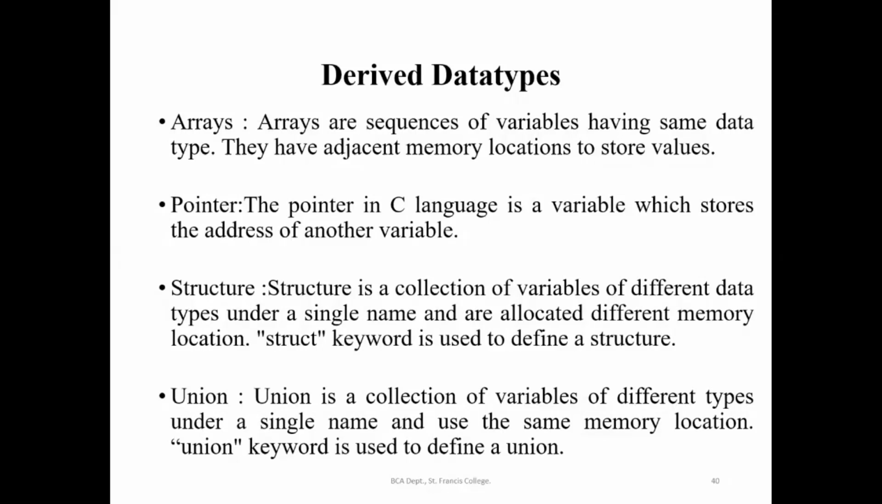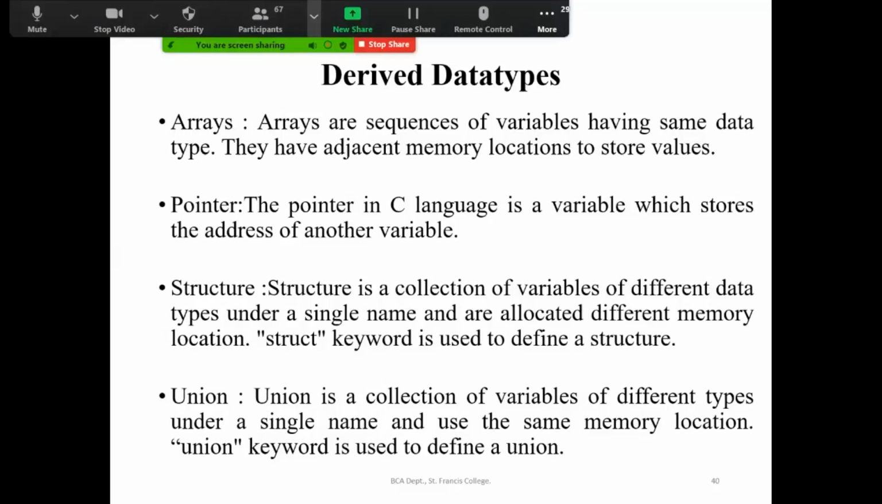Suppose I am declaring an integer array. According to the size we mention, it will be allocated adjacent memory locations. And if I am declaring an integer array, I will be able to store only integer variables. That means I will be able to create an array of the same data type. Are you all listening? Now 67 participants are there.